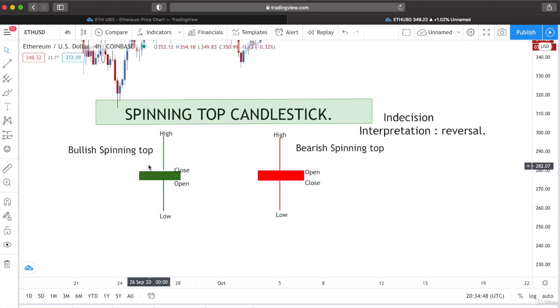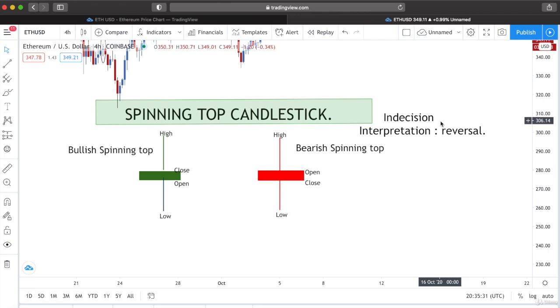Same is for the buyers. The buyers tried very hard to push the price upwards, but couldn't maintain the price. The spinning top candle can be bullish or bearish, it doesn't matter. When the spinning top candle is formed on the chart, it means that there is indecision in the market. Neither the sellers want to dominate, nor the buyers want to dominate. Wait and watch scenario is going on.